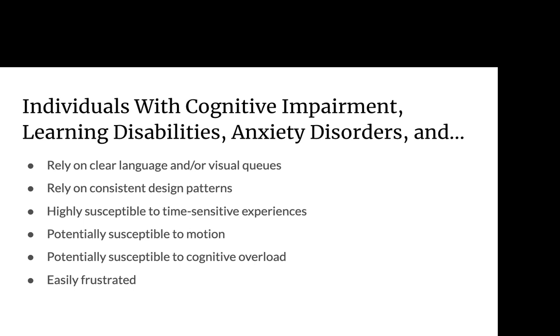We're also, this is the category that's most often forgotten, but is the largest category by far of disabilities that exist within the world overall. It's also the largest category of temporal or situational disabilities. And these are individuals with cognitive impairment, learning disabilities, anxiety disabilities, and who knows what else, post-traumatic stress disorder, any number of things, being temporarily distressed for some reason, maybe even literally being distressed for the very reason that they're coming onto your site, if there's something going wrong in their lives and they're coming to you for support. These individuals rely on clarity, human language, consistent design patterns.